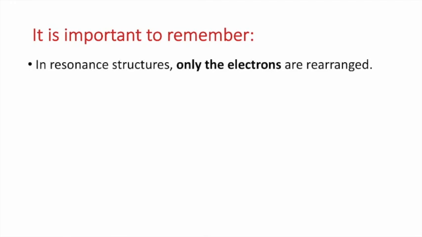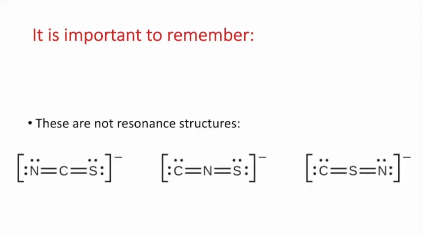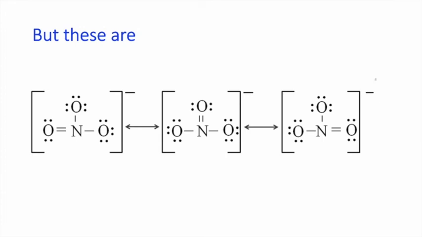It's important to remember that in resonance structures, only the electrons are rearranged. The atoms are not rearranged. So when we were doing formal charge, we were looking at things like this. These are not resonance structures. You can see that every structure has a different central atom. These are not resonance structures, but these are. The atoms are in the same places in all 3 possible resonance structures. However, the only thing that varies is the position of that double bond.